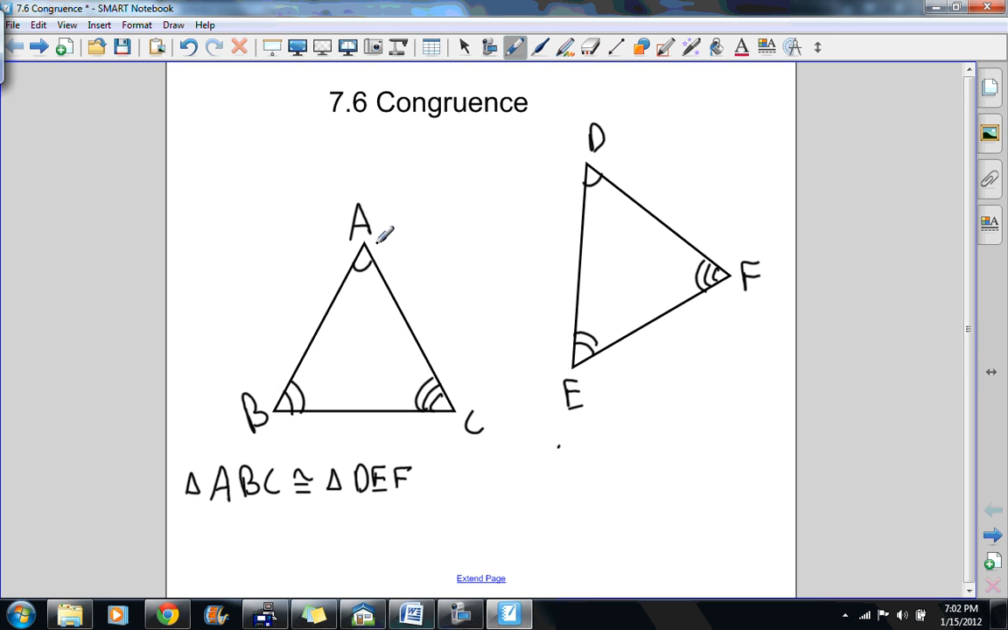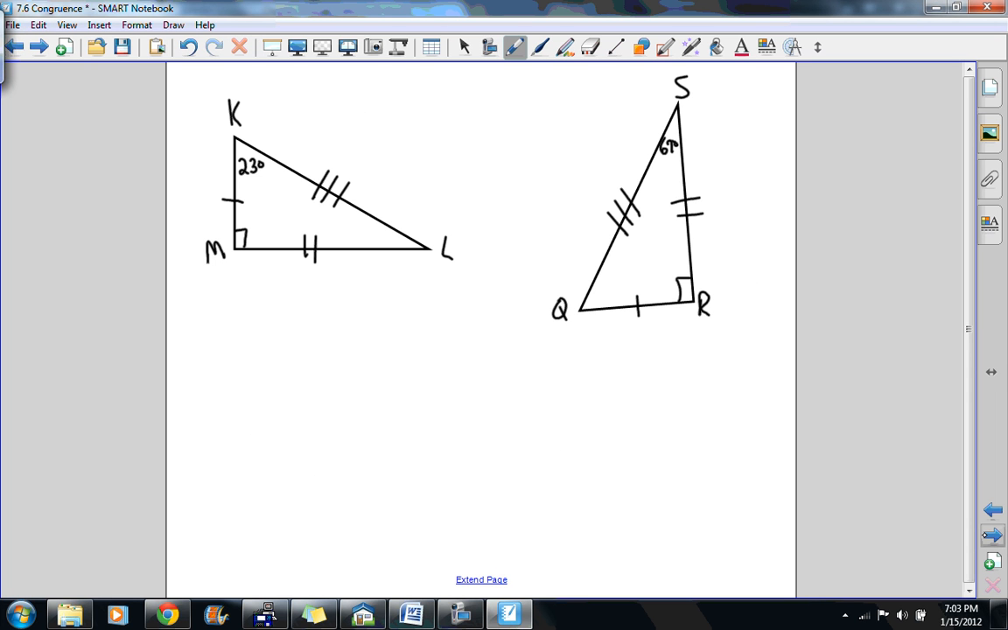So the side AB, if side AB is 5, that means that side DE also has to be 5. And then BC down here will match up with EF here. So if this is 8, this has to be 8. And finally, the last side, if that's 12, that also has to be 12. Congruence means they match up, but they have to match up in order. So if angle A and angle D are the ones that are the congruent angles, they have to be first in the triangles. So let's start looking at a few examples.